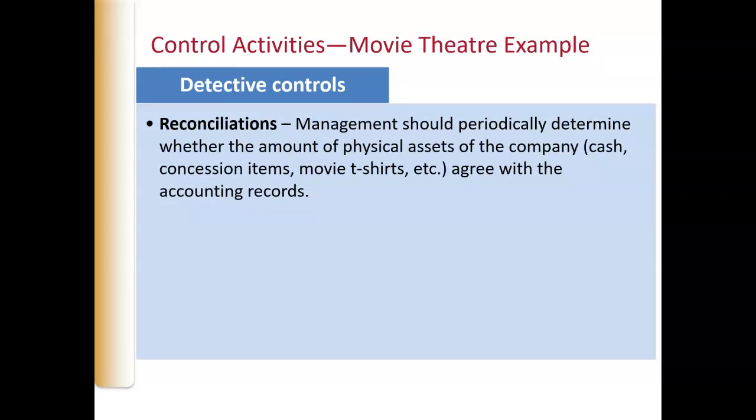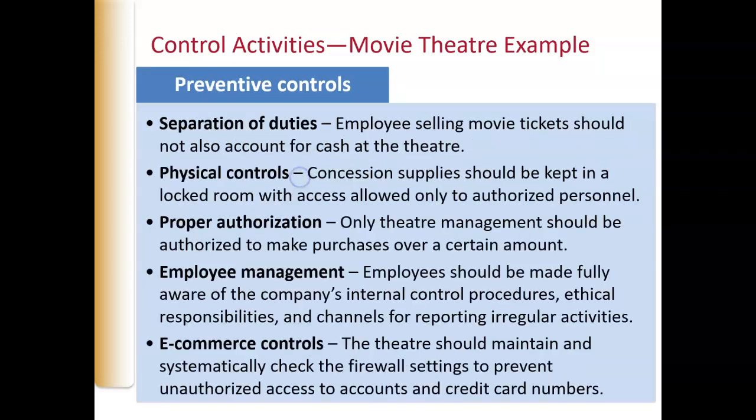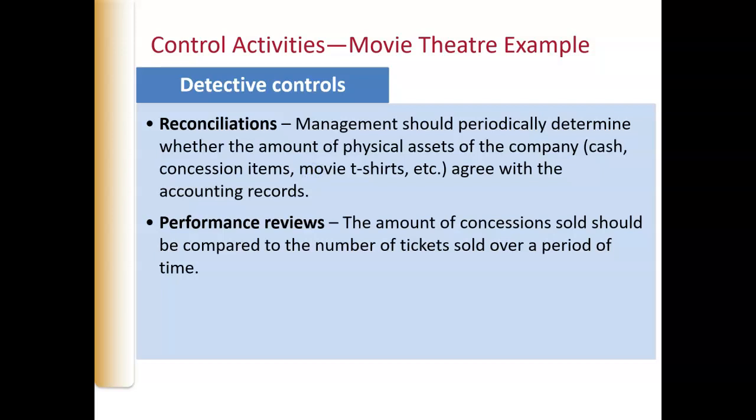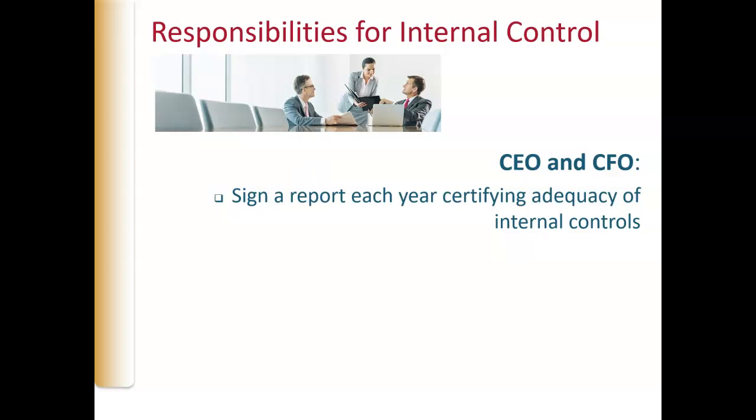And then detective controls. Those here are preventative controls. Preventative controls try to stop anything from happening. But with detective controls, the plan is that we will learn of things that have gone awry. Reconciliations: do the physical assets match what we say is on the books? And performance reviews. And finally, audits.